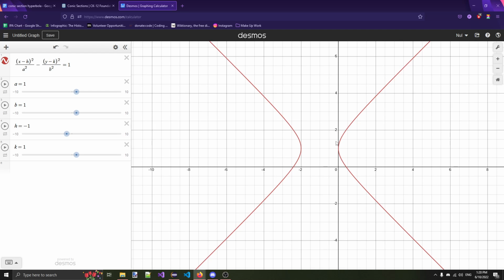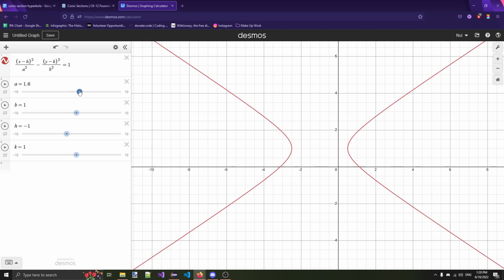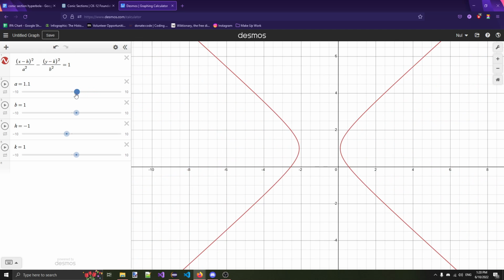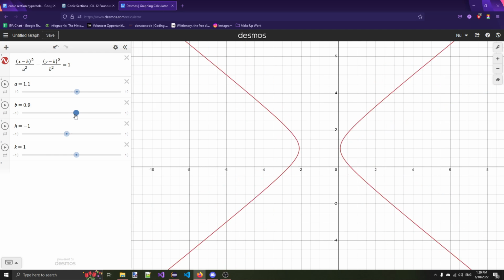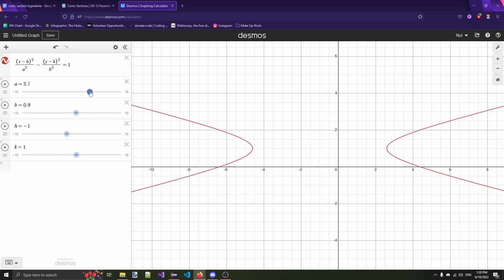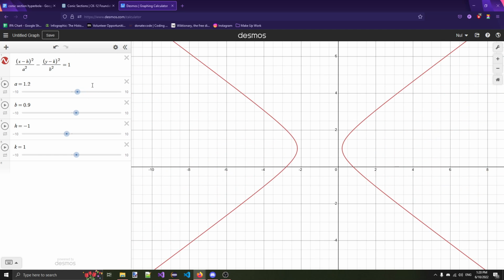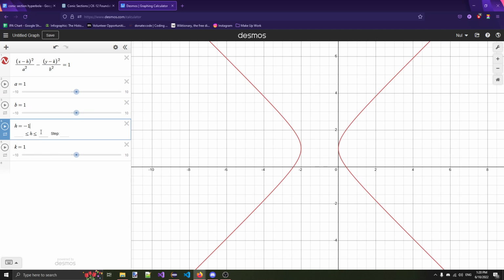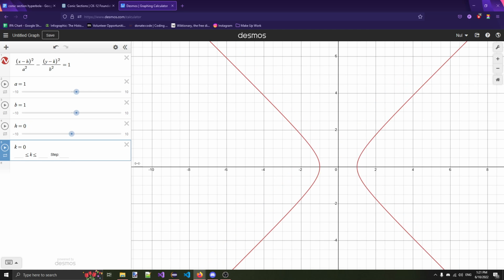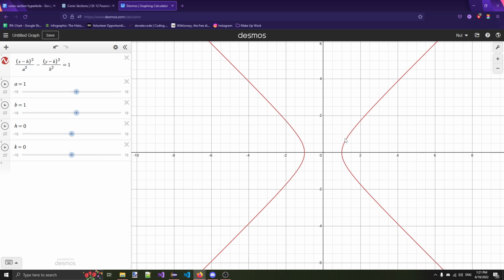And now these things still do the same thing. They stretch it, maybe make it more narrow. This one makes it more narrow or not narrow. This one moves it further in. Let's reset all this back to 0 so it's centered. And this is our pure hyperbola form. It's simply x squared minus y squared equals 1.